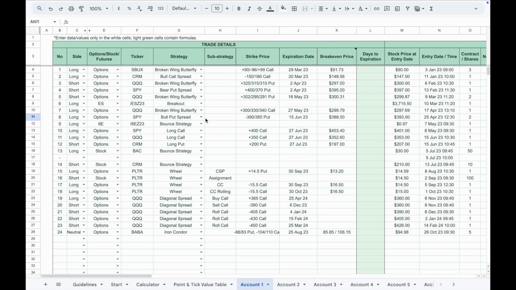The data entered into the Trading Journal tab automatically populates several other tabs such as monthly report, strategy dashboard, ticker dashboard, calendar view, trading dashboard, and strategy statistics.